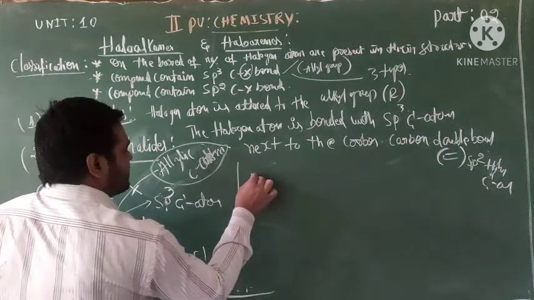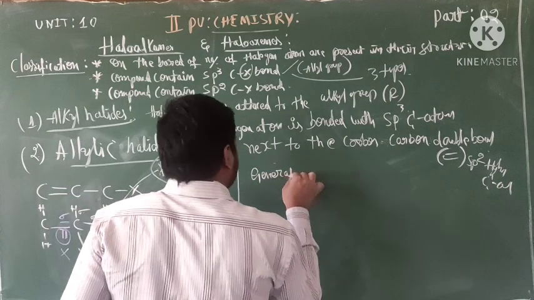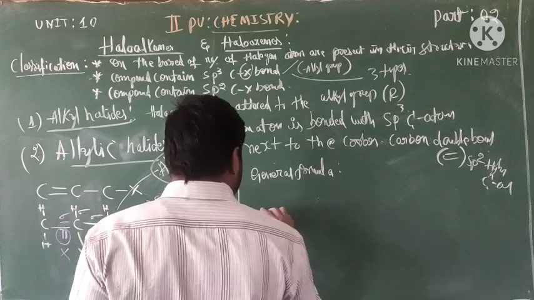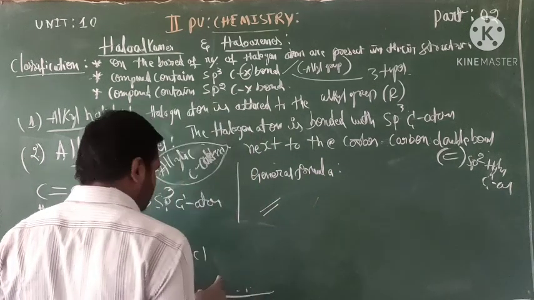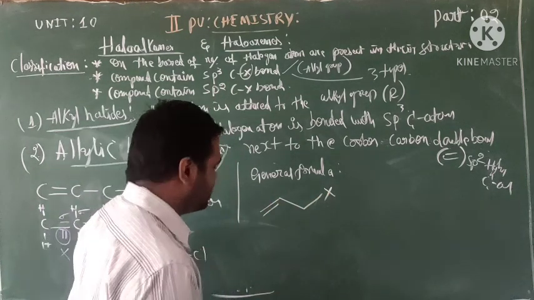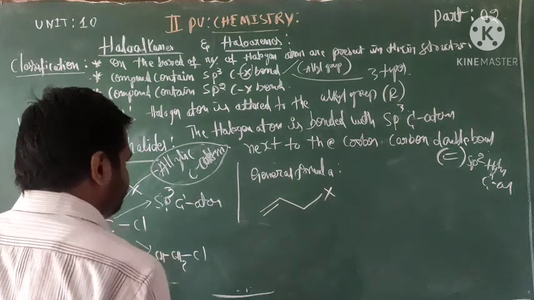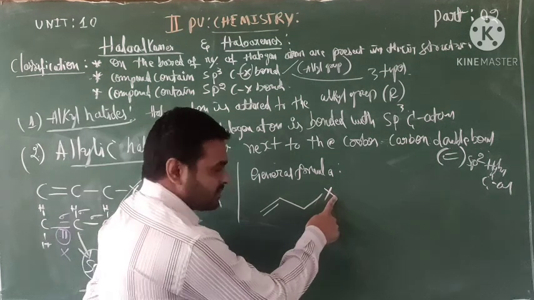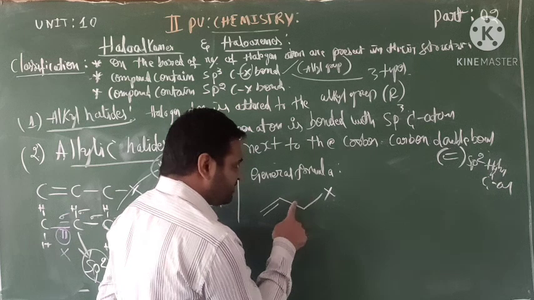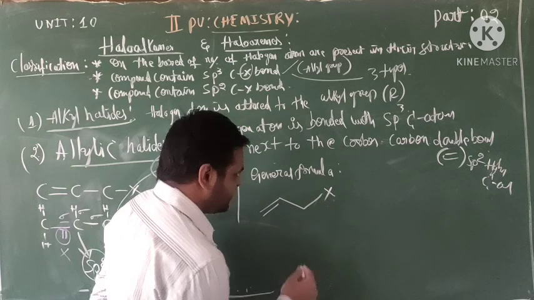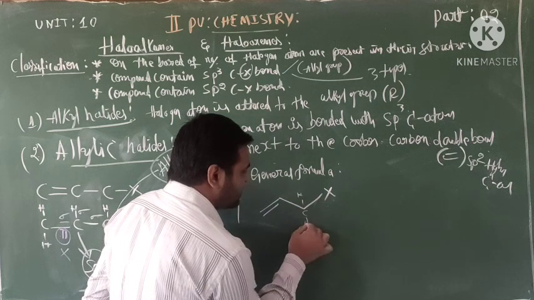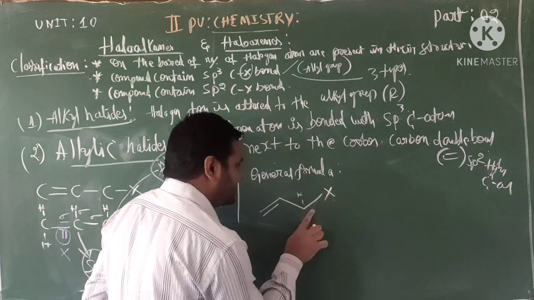So the general formula for allylic halides: it's a double bond, right? Then a single bond, and this is X, one of the forms of the general formula. X is a halogen, this is a carbon atom, and this is a carbon atom. In this carbon atom, sp3 and two hydrogens are present. This is carbon, one bond here, one bond here, and the remaining are hydrogens. So we simply write like this.